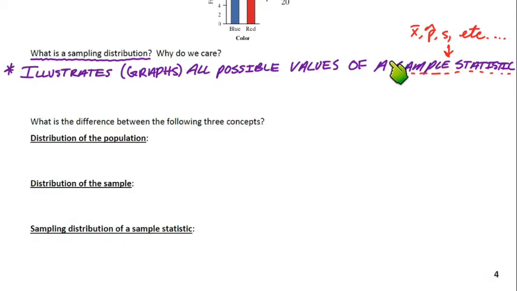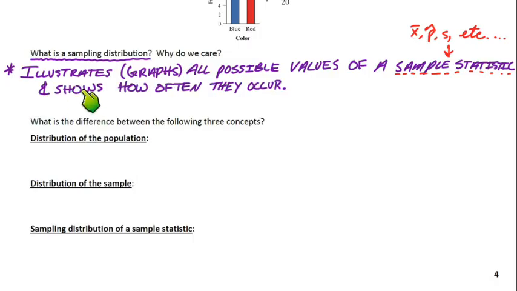And what the heck's a sample statistic? Well, that could be our sample means, or like we just saw with the chips example, that could be our p-hats, or standard deviations, whatever that is. It tries to show all the possible values for a sample statistic. And not only does it show all those possible values on the x-axis, but when you start stacking up dots, it shows how often they occur in a dot plot, for example. So it shows all the possible values and how often those values occur.